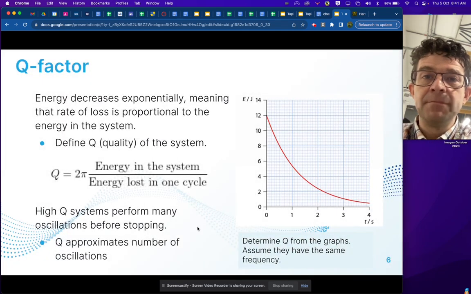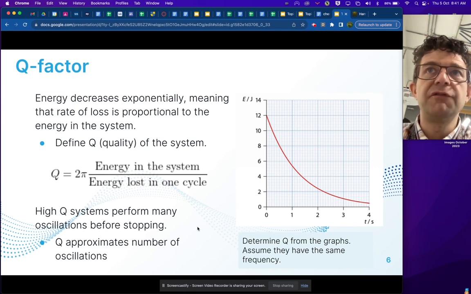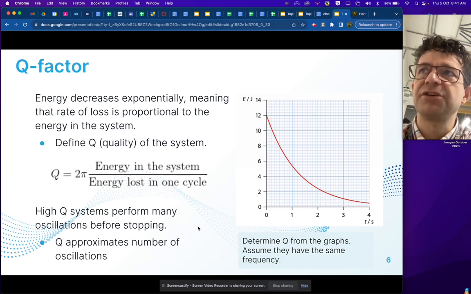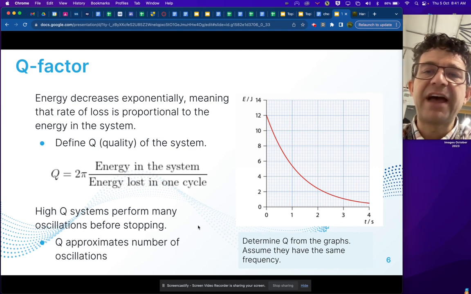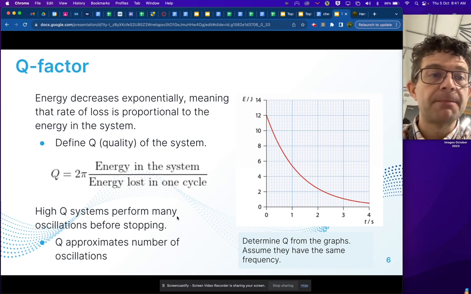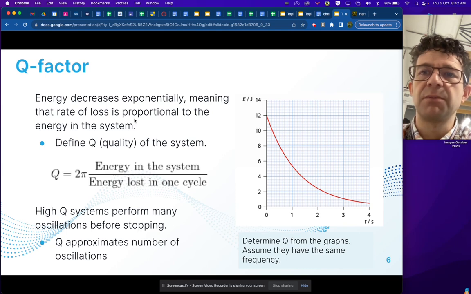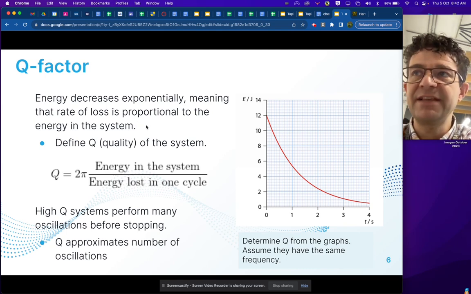We define for a damped system what's known as a Q factor, which is sort of like the reciprocal of an efficiency. It's telling us the degree to which energy is being preserved in the system. High values of Q mean that very little energy is removed each cycle. Low values of Q mean that energy is removed quite quickly. And since the energy is decreasing exponentially, what it means is that the loss of energy from the system is proportional to the amount of energy that is in the system.